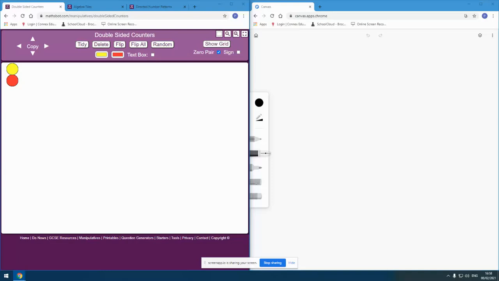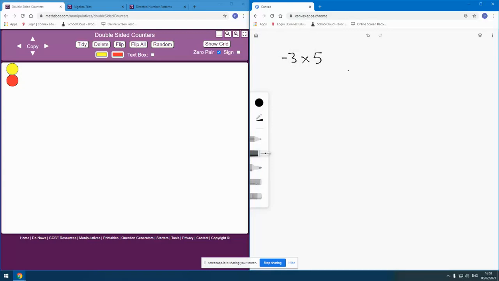And I've got my double-sided counters here to help me. I'm also going to use my algebra tiles because there are a couple of different models for multiplication that we might use here. And that would depend on whether we're using the counters, using the tiles, or whichever models for multiplication pupils are familiar with. So let's have a look at a multiplication to start with. Let's have a look at something like negative 3 times 5.